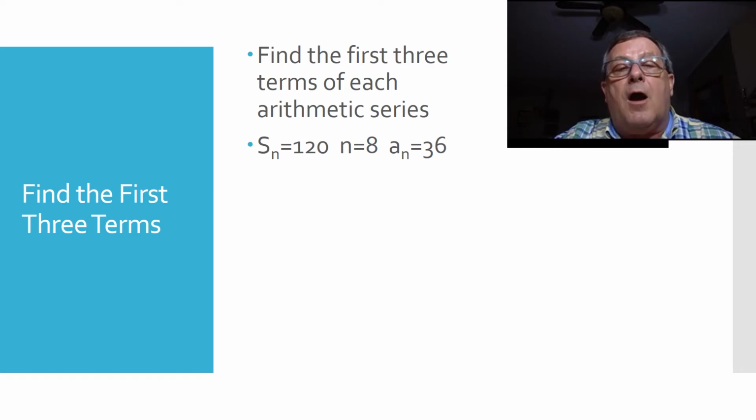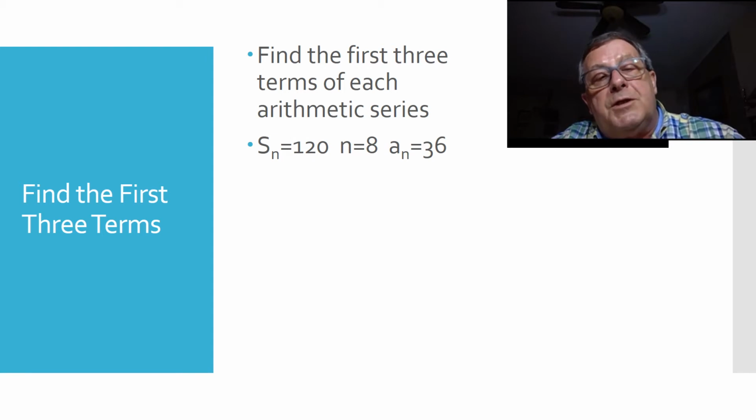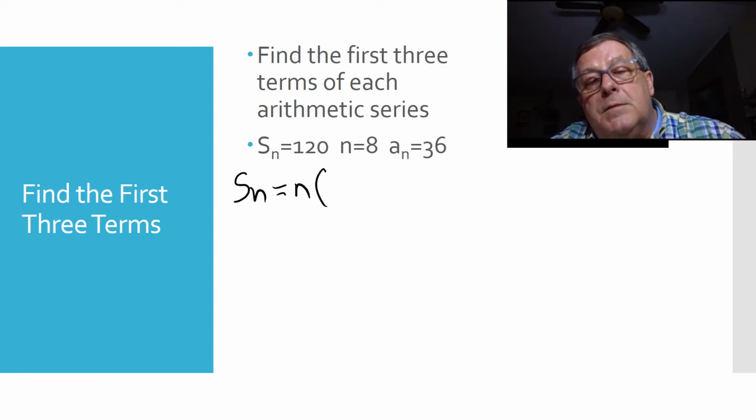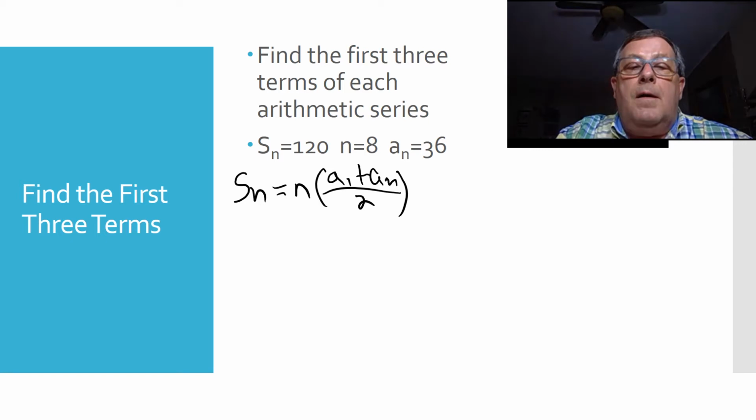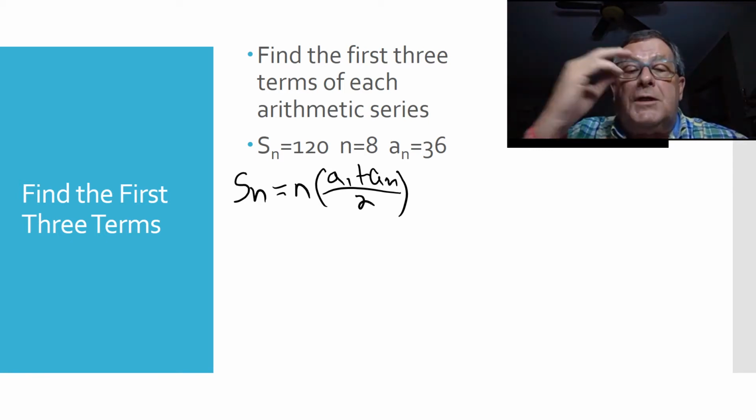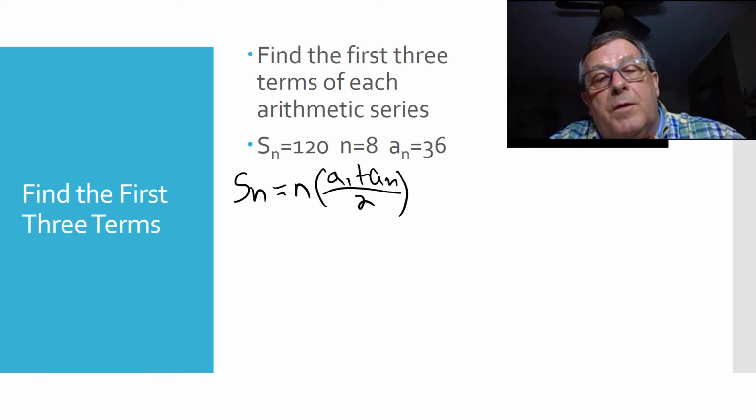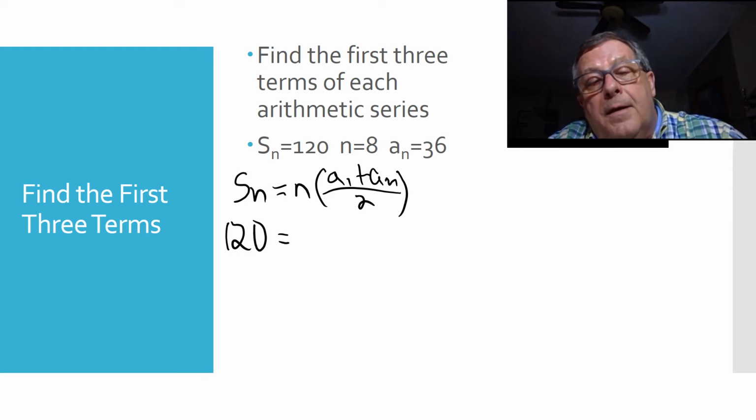The way we're going to start, first we're going to find a1 by plugging into our partial sum of an arithmetic series equation, which again is Sn equals n times a1 plus an over 2. We can use this to find a1. Let's plug in what we know. Sn is 120, and n is equal to 8.